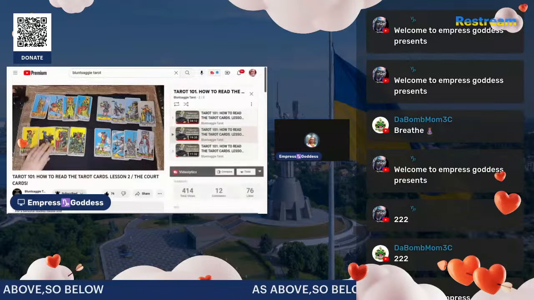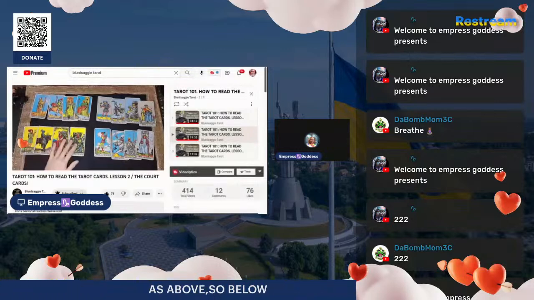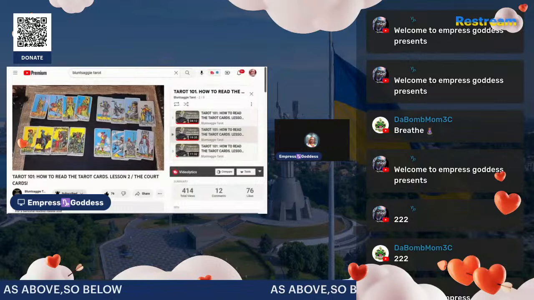For a lot of readers, the court cards are very challenging because they can represent other people, but they can also represent energies within ourselves. So you really need to trust your intuition as you're reading them, the cards around you, but you also have to understand what each card means.